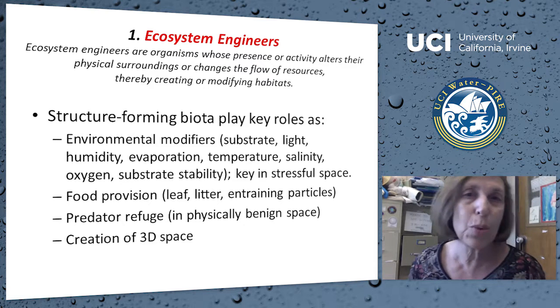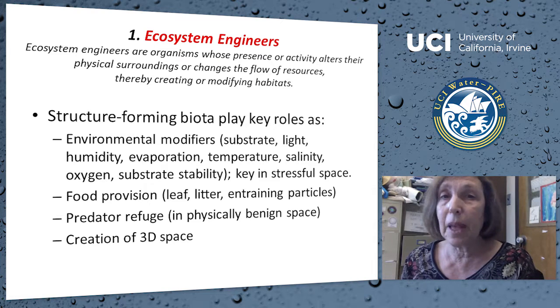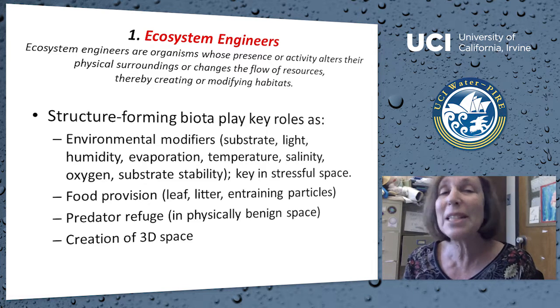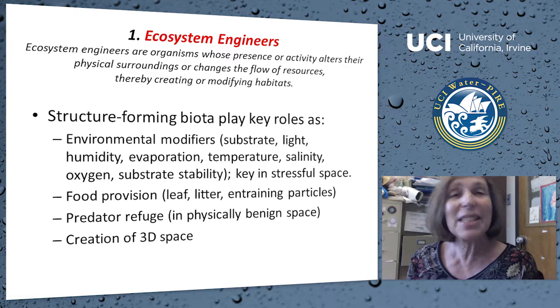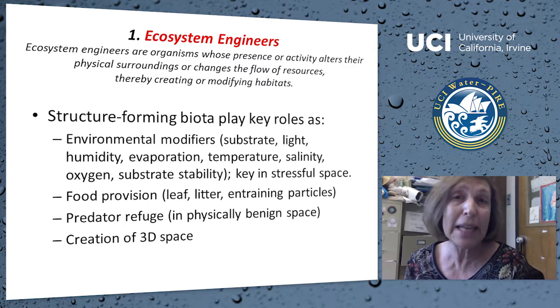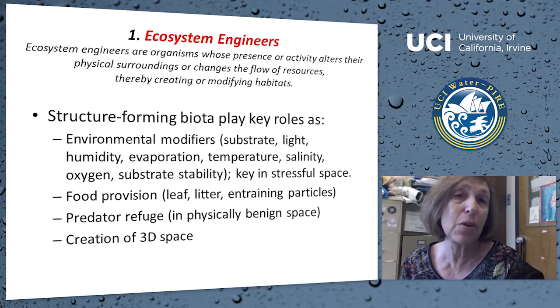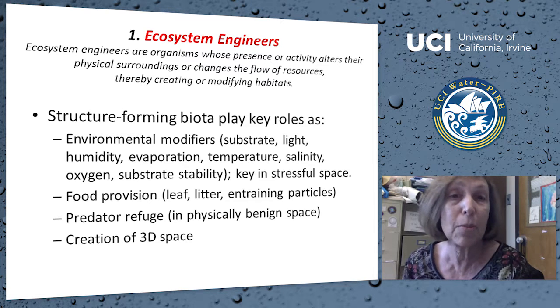If you go to slide 12, I now begin discussing the different theories, and the first one is very funny because it's called ecosystem engineers. Now, for engineers, this is going to sound odd, but this is a term used by ecologists to talk about plants and animals whose presence or activity alters their physical surroundings or changes the flow of water resources, thereby creating or modifying habitats.